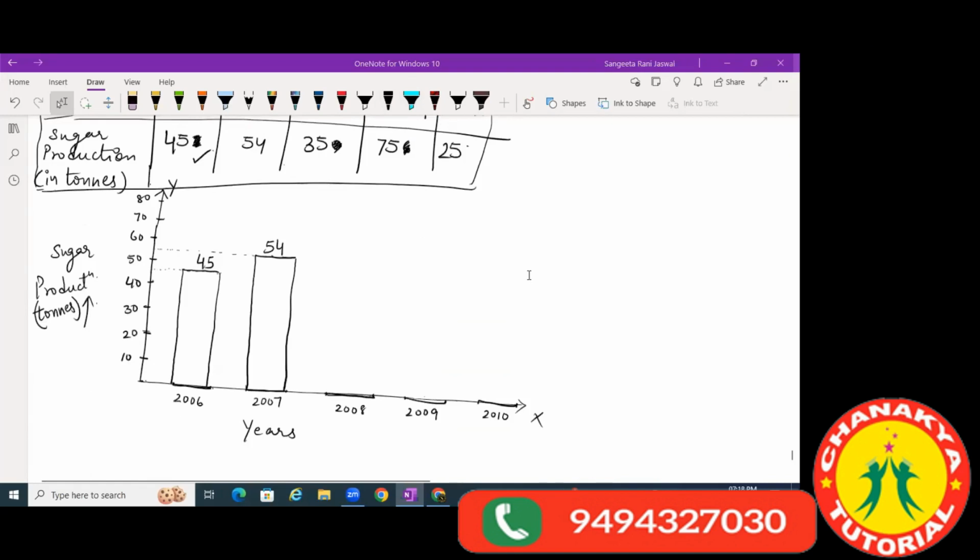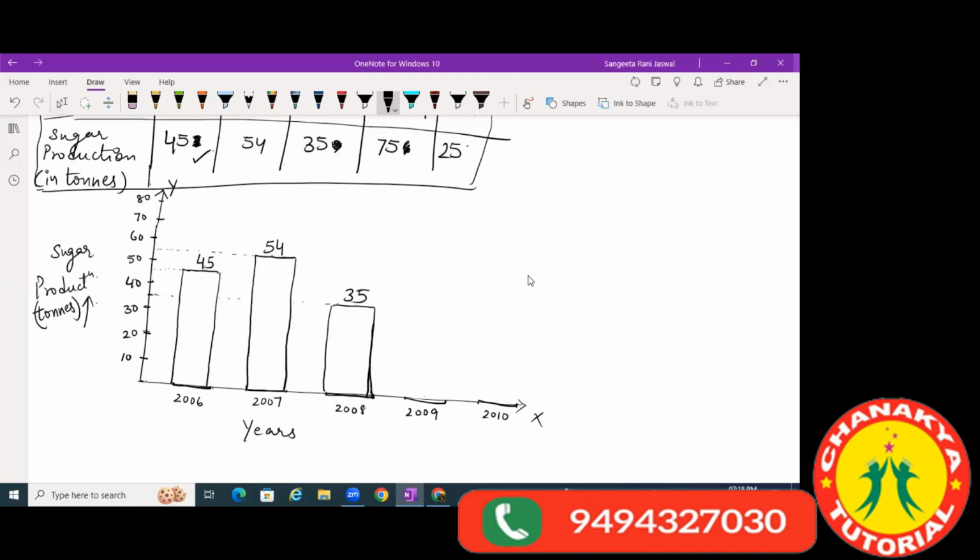Ma'am, I'm done with the question. Thank you. Okay, now see in 2008, the sugar production is 35 tons. I can see 35 is in the middle of 30 and 40, right? So I can just stretch my bar here like this without disturbing the previously made bars, and join it here. Can you see now? This is here in the middle, 35.